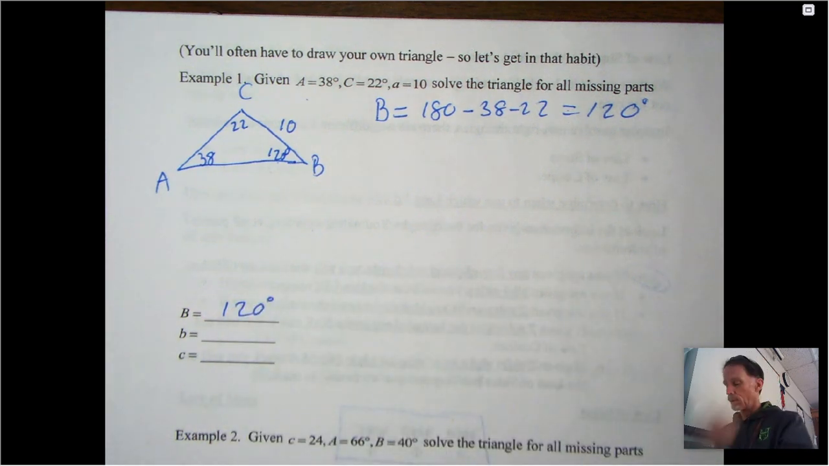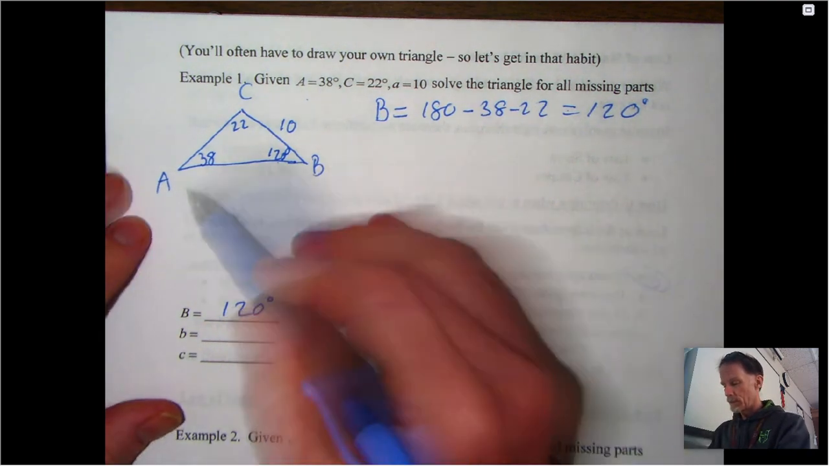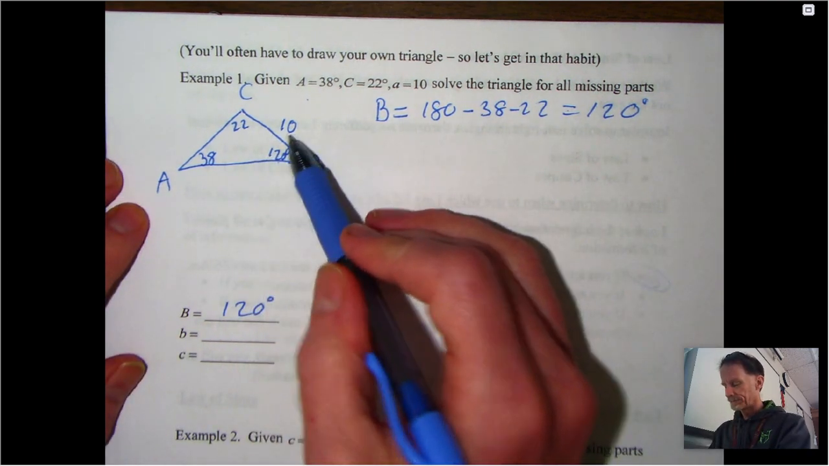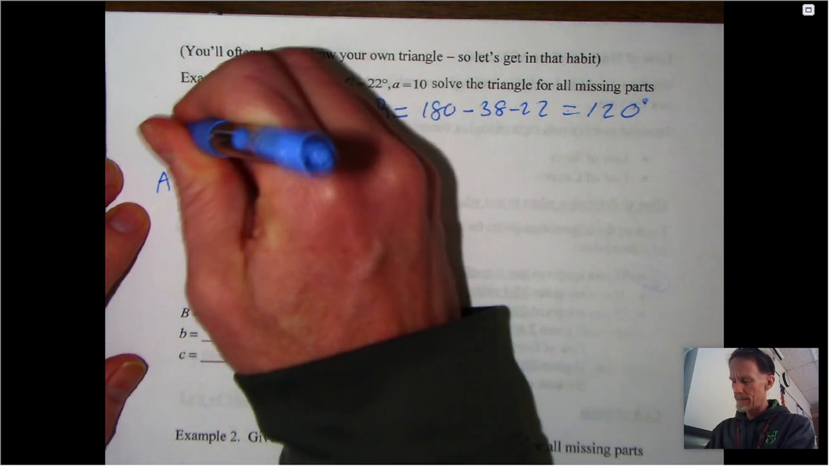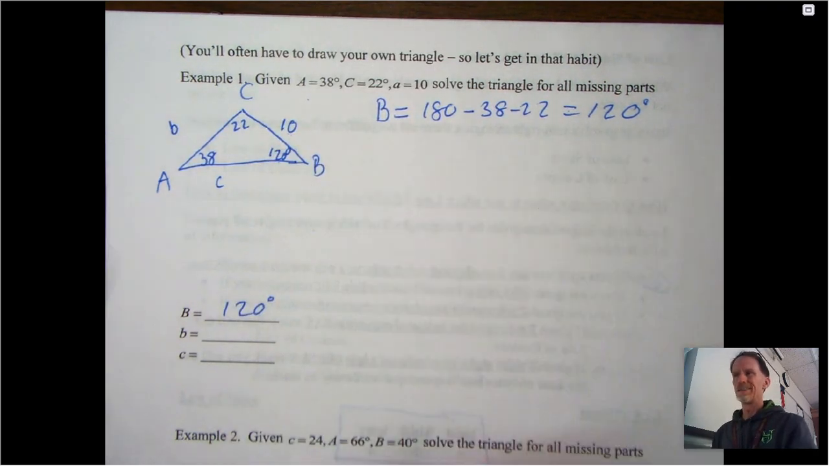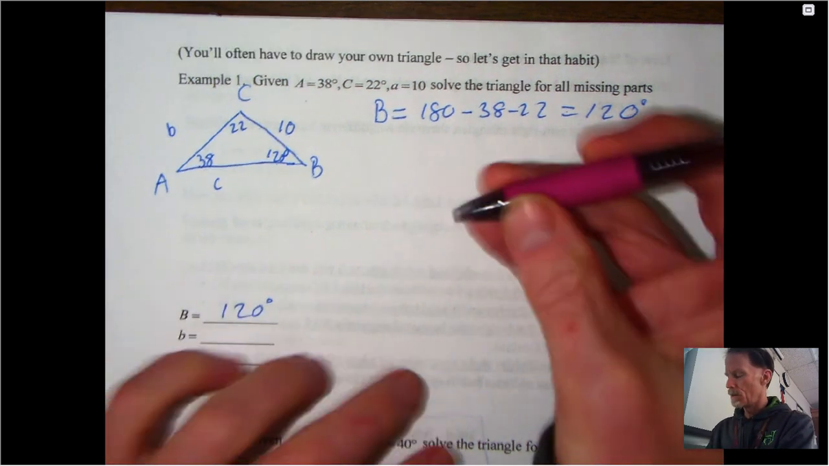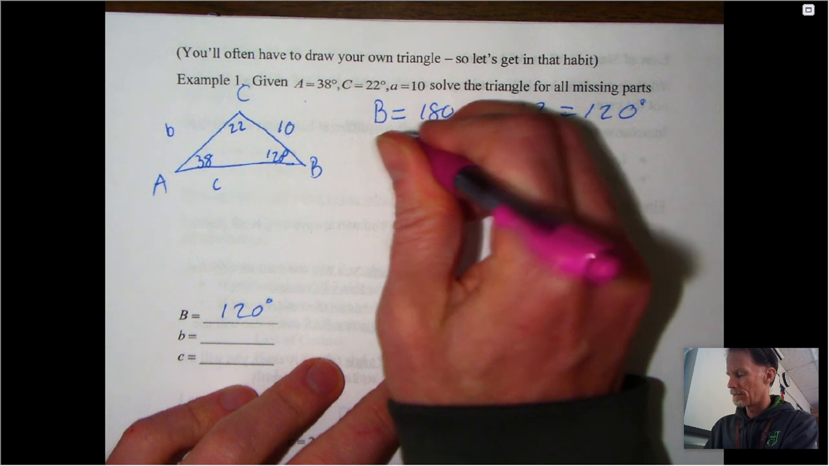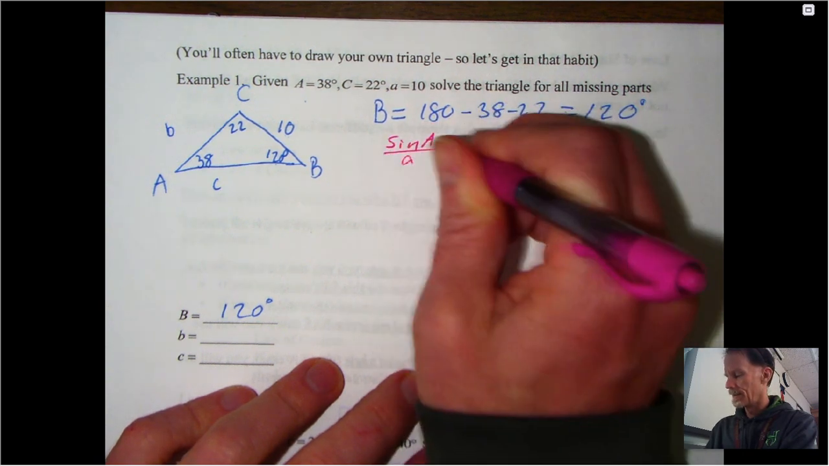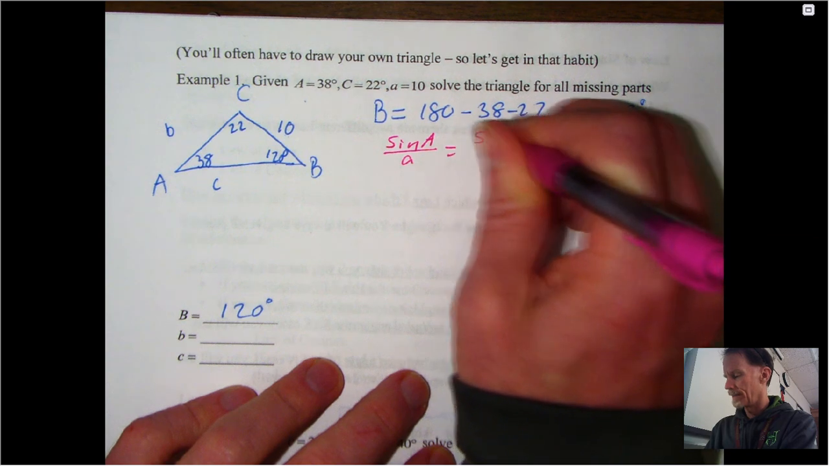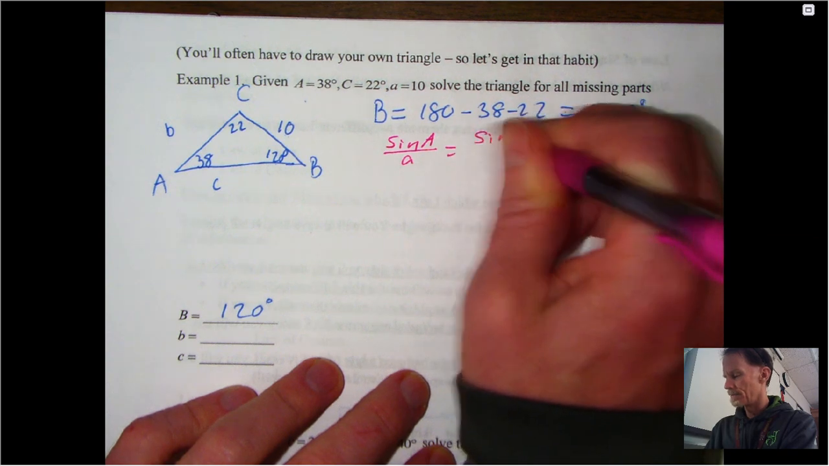Okay, so what are we looking for now? If we're given side A, now we have all three angles. So we're looking for what side B is, and we're looking for what side C is. It doesn't matter what you do first, but let's remind ourselves from the front page what the law of sines says. So it says the ratio of the sine over the side is equal for all three pairs.